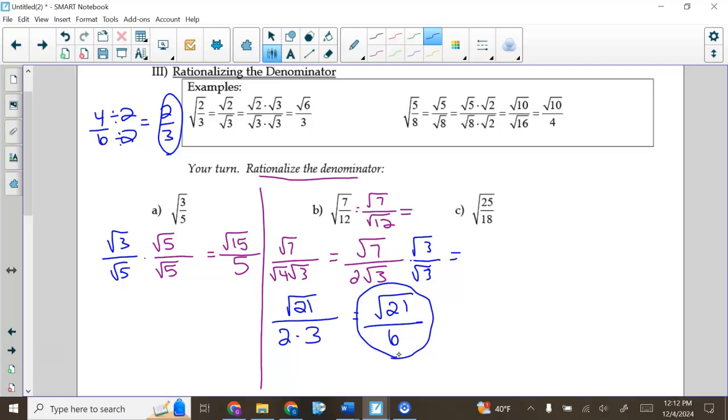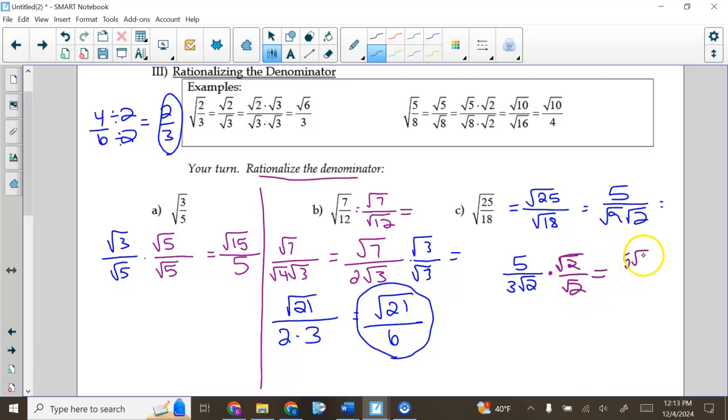Okay, go ahead and pause the video and try C. I'll go ahead and pause it. All right, so we can simplify the square root of 25 to just be 5. And then on the denominator, square root of 18, you can break that up into 9 and 2. So now we just need to simplify that square root of 2 that's on the denominator. If I multiply by square root of 2 over the square root of 2, I get 5 times the square root of 2 over, and then 3 times square root of 2 times square root of 2 is just 2. So we get 5 times the square root of 2 over 6.